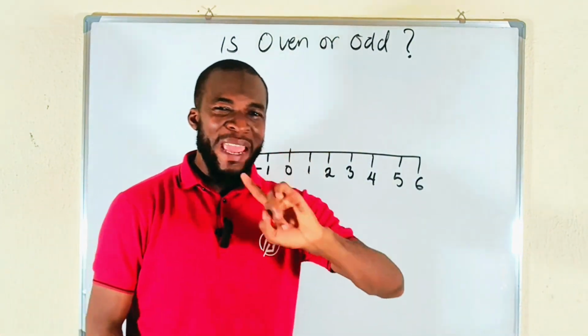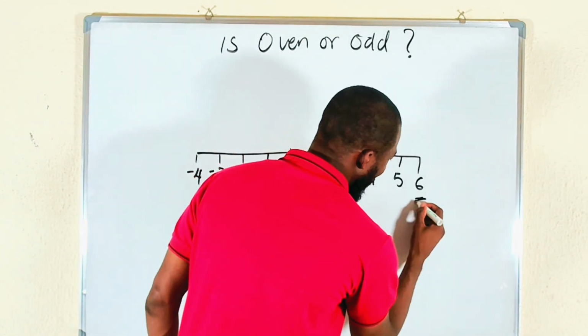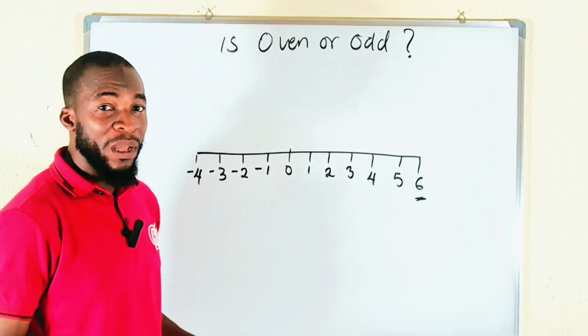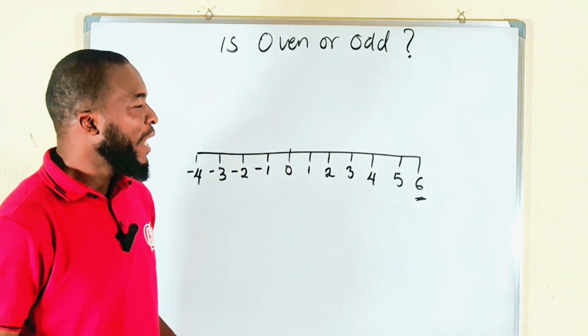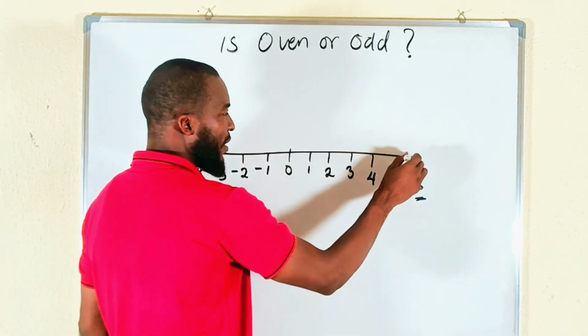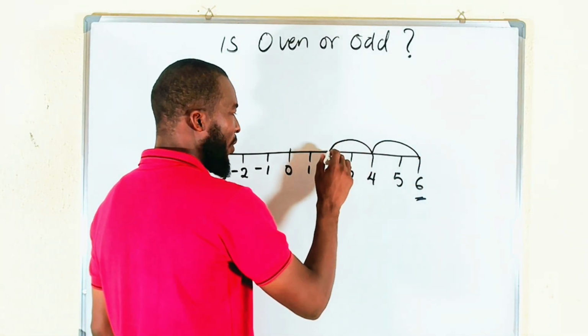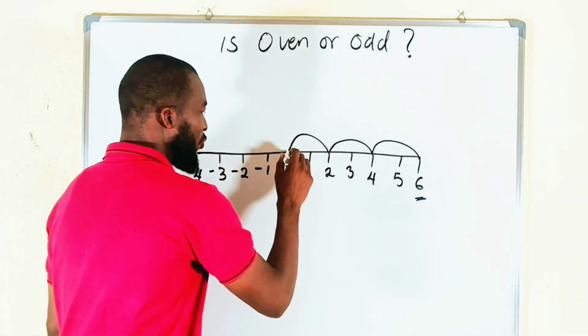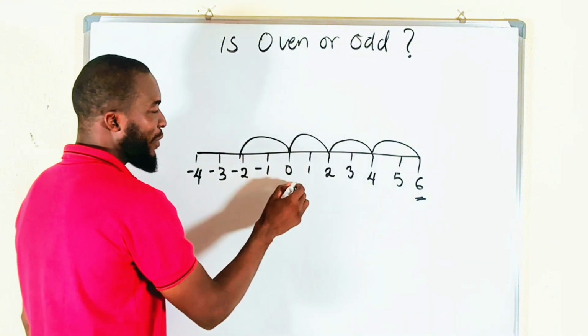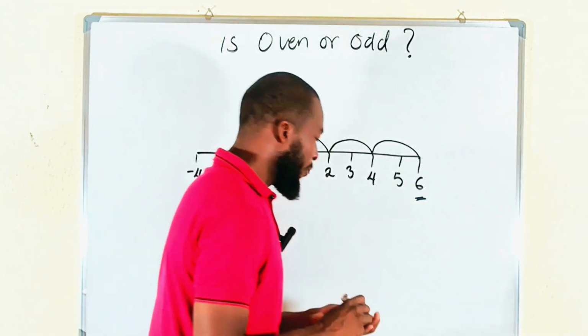Select any even number at random. I want to select 6. We all know that 6 is an even number because it is divisible by 2. Every second number you jump, the next one will be an even number. So you see, jump 6 to 4, jump 4 to 2, jump 2 to 0, jump 0 to -2, which implies that 0 is an even number. This is our first proof.